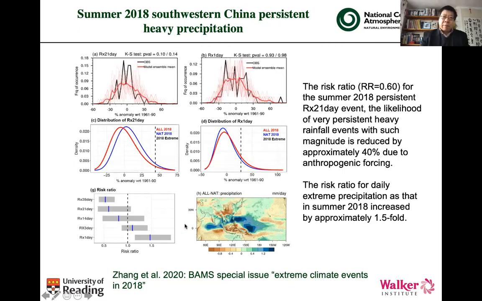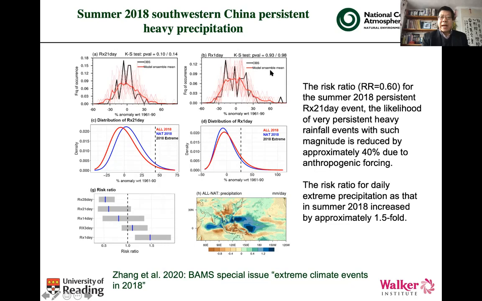Using the Met Office historical simulation and natural simulation, the group has analyzed, first, the climatological distributions, for the climatological period from 61 to 90. The black line is the observation PDF, and the red line is the ensemble average. You can see roughly that for the maximum 21-day precipitation, the model captures the observed distributions.